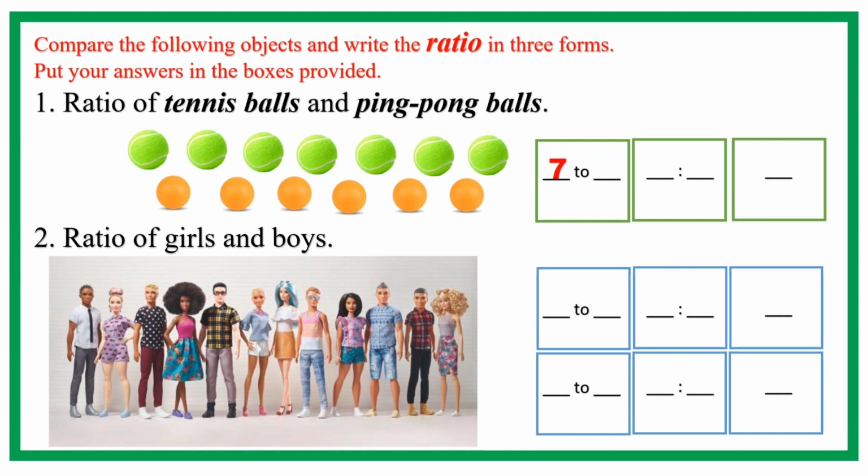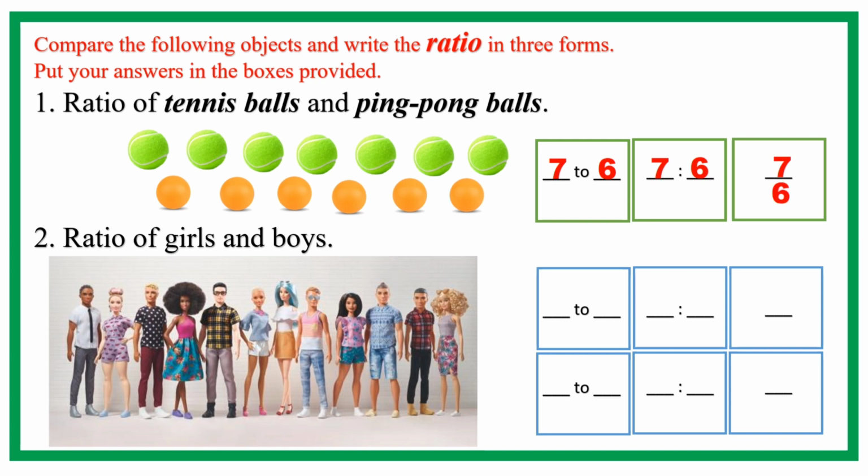Now, let's answer. The ratio of tennis balls and ping pong balls. Let's count the number of tennis balls. 1, 2, 3, 4, 5, 6, 7. We have 7 tennis balls. Let's count the ping pong balls. 1, 2, 3, 4, 5, 6. We have 6 ping pong balls. Our ratio is 7 to 6. We can write it like this, 7 colon 6, or in fraction form, 7 over 6.